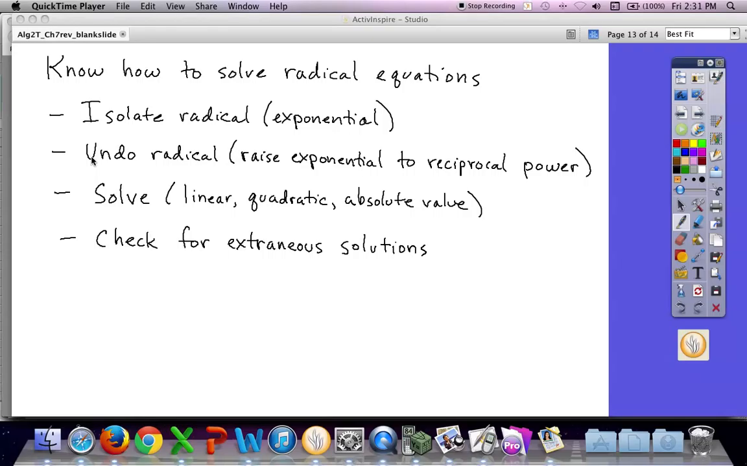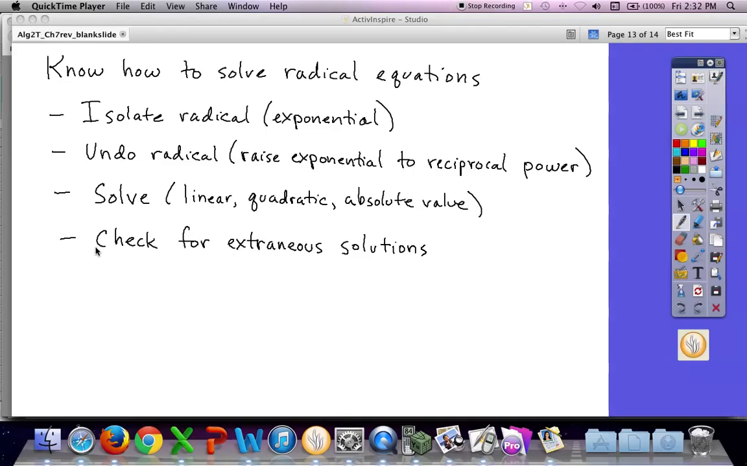And then it says check for extraneous solutions. It's always a good idea to check your answer. That could help you see that maybe you just made a mistake, and you need to go back and check it out. But when is it that we're especially concerned that there's going to be an extraneous solution? When there's a variable that's outside the radical and inside the radical. That's when you need to make sure you check for the extraneous.